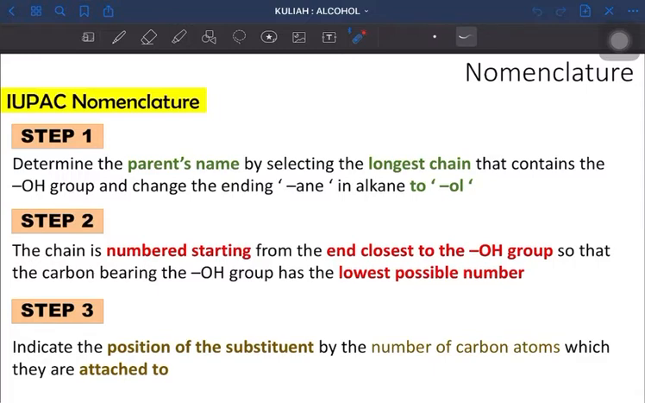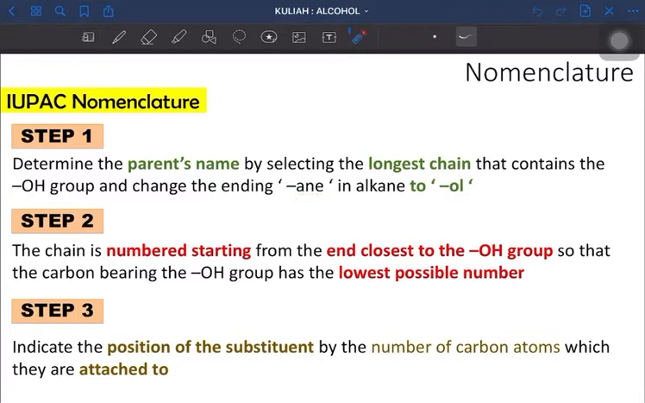First things first, you have to determine the parent's name. So how to determine the parent's name? By selecting the longest chain that contains the OH group and changing the ending "ane" in alkane to "ol" for alcohol, just like we have looked into in the examples just now. We change the "ane" into "ol."